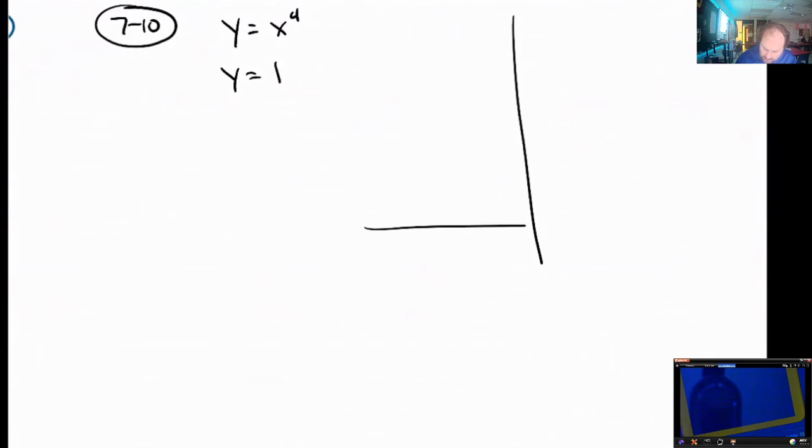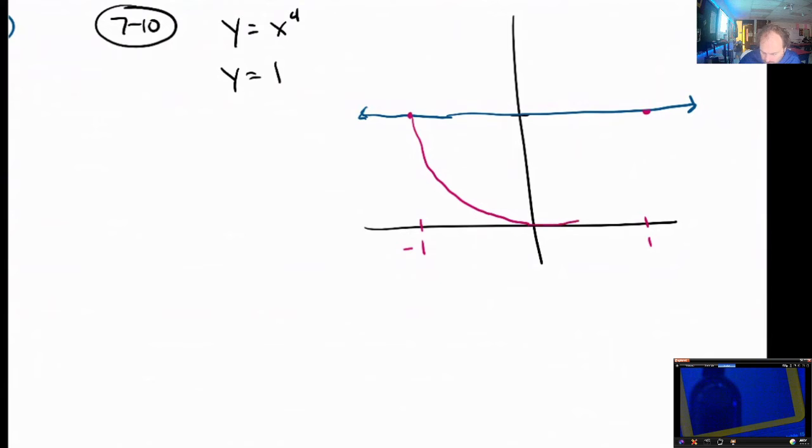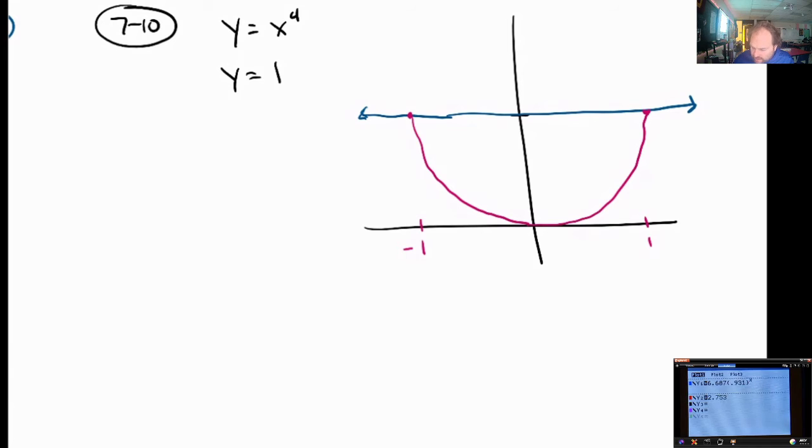X to the fourth is pretty much the same thing as x squared. It's just a little steeper. And y equals 1 is just a straight horizontal line. So I'm just going to go ahead and draw y equals 1 first, like that. And I know that x to the fourth power has points at 1, 1 and negative 1, 1. So the region is just going to look kind of like this. It's like a parabola, but it's a little more steep. A little bit more of a flat bowl at the bottom than a round bowl. It's going to kind of look like that. You can confirm that on a calculator if you want to. It's up to you. In fact, I might do that right now in the bottom right corner of this screen because I can.